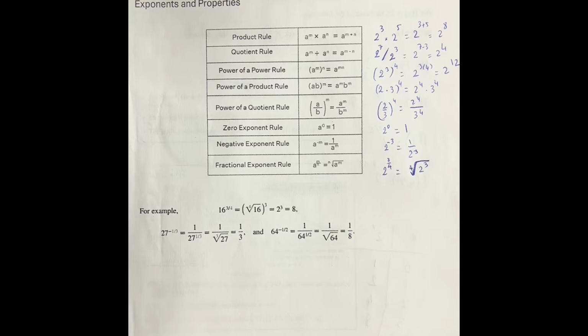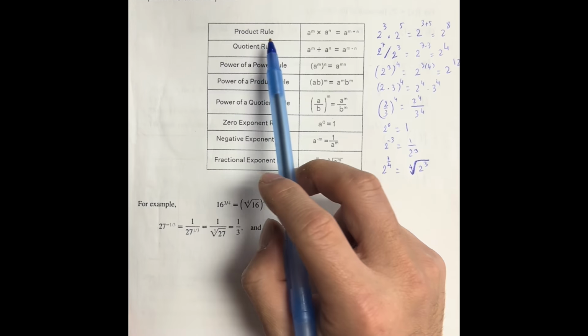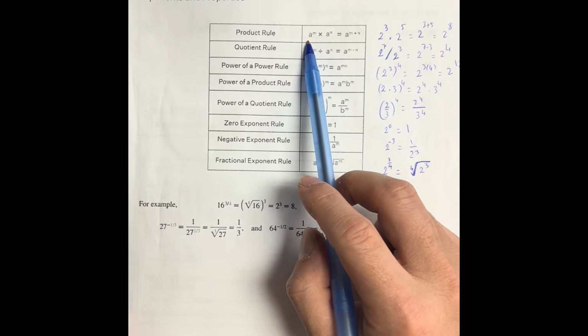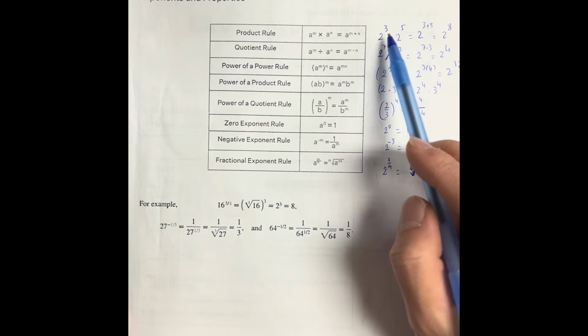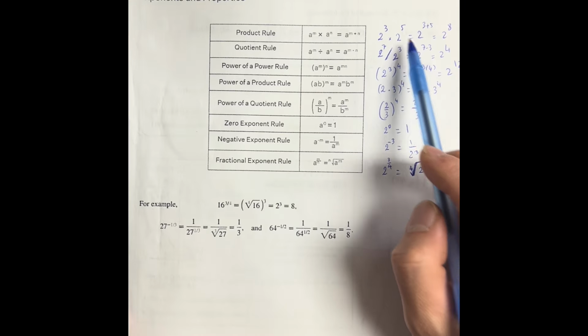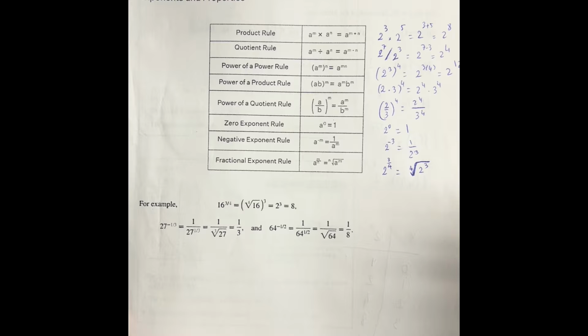In this unit, we're going to learn about the exponential function. First, let's review some of the properties of exponents. Product rule: a to the m times a to the n is a to the m plus n. For example, 2 to the power of 3 times 2 to the power of 5 is 2 to the power of 3 plus 5. So that's 2 to the power of 8.